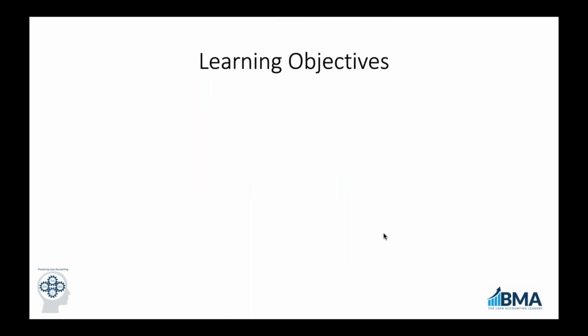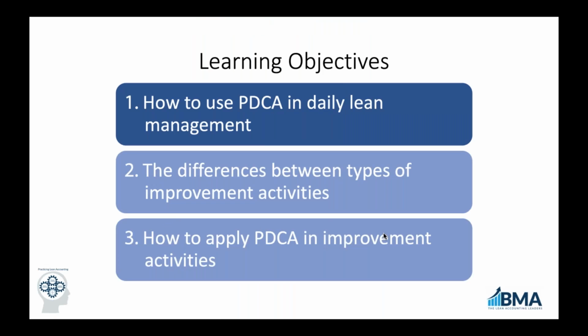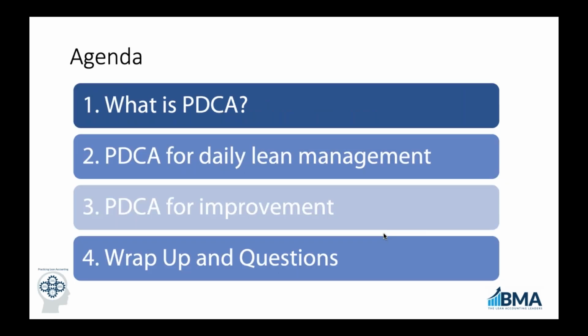So today we have three learning objectives for you. Understand how to use PDCA in daily lean management. Understand differences between the types of improvement activities which we're going to discuss, and then how do you apply PDCA in these improvement activities. So our agenda is pretty much going to follow the learning objectives. What is PDCA? We want to make that very clear for everyone. How do we use it in lean management? How do we use it for improvement? And then we'll wrap up and take some questions.